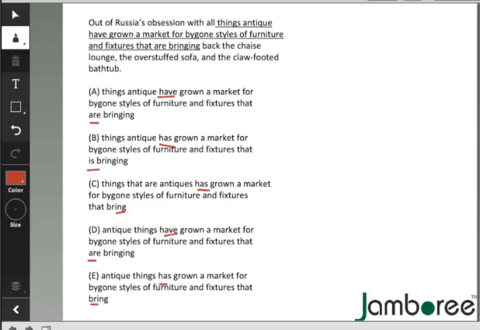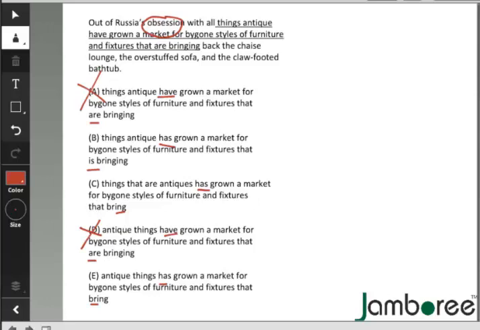Right, so let's see, I don't know what you want to do. Let's start with have, has, right? Out of Russia's obsession with, blah blah blah, a market for, out of Russia's obsession, right? Is obsession singular or plural? Obsession is one thing, so we don't need a plural.